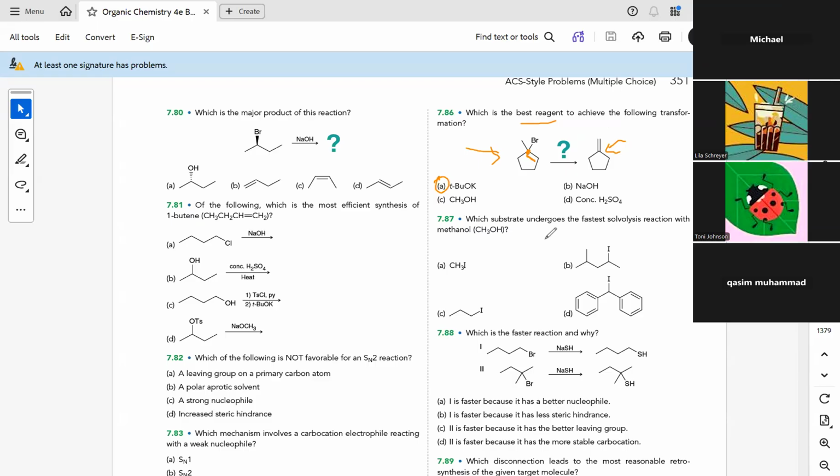I would recommend, if you want more practice in chapter 7, there are these ACS style practice problems again at the end of the chapter. I'm going to navigate now to chapter 11. After our chapter on nucleophilic substitution and elimination, chapter 7, we're now going to look at chapter 11 on synthesis, and those ACS style problems here as well.